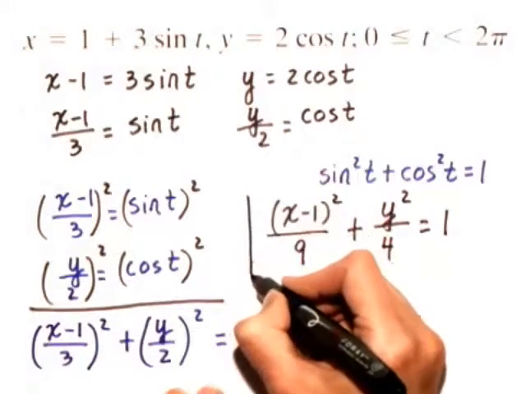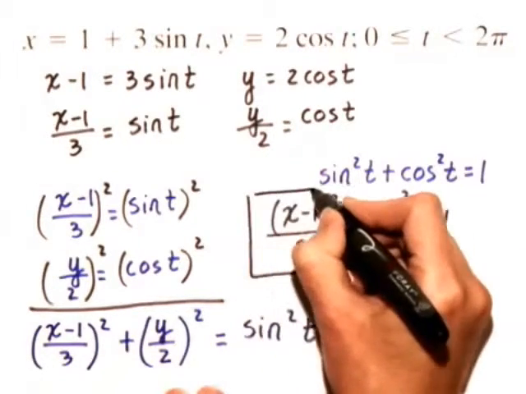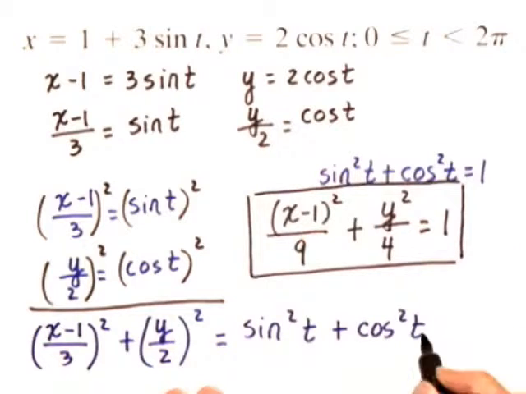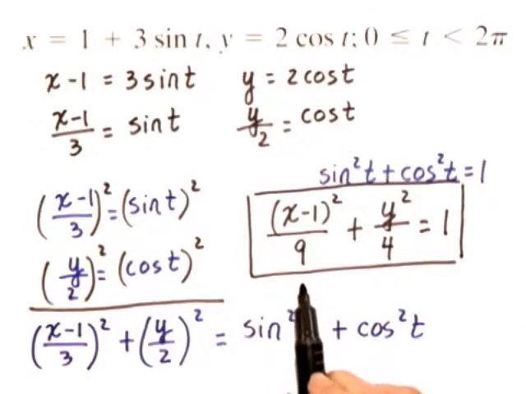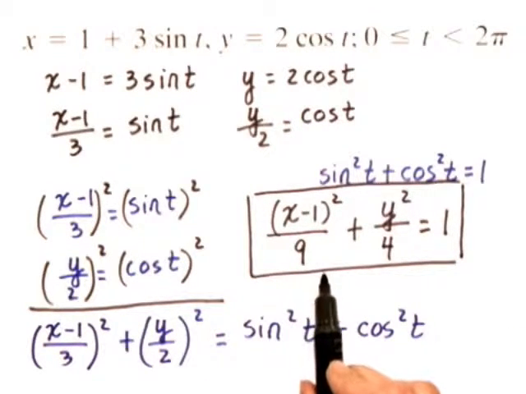This is the equation with the parameter t eliminated. Notice it's just the equation of an ellipse. Now let's get to graphing this ellipse.